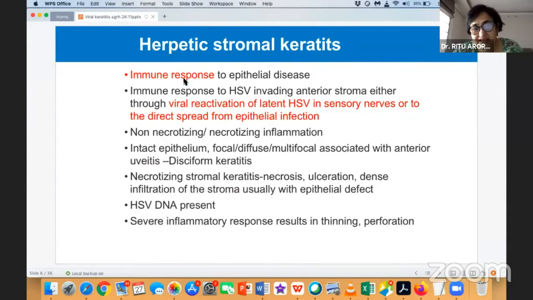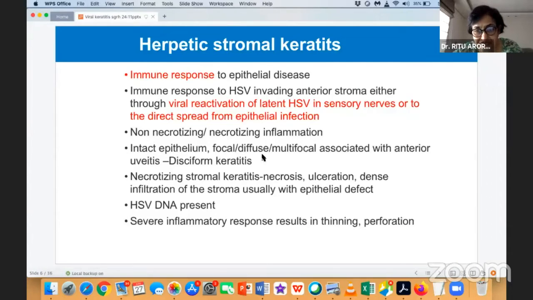Stromal keratitis is primarily an immune response to the epithelial disease, and very often we see epithelial keratitis and stromal keratitis coexisting. It is usually an immune response to HSV, which is in the anterior stroma, or which is present in the nerves. It may be a non-necrotizing or a necrotizing inflammation. In non-necrotizing, you usually have an intact epithelium, so when you stain, you will get stain negative.